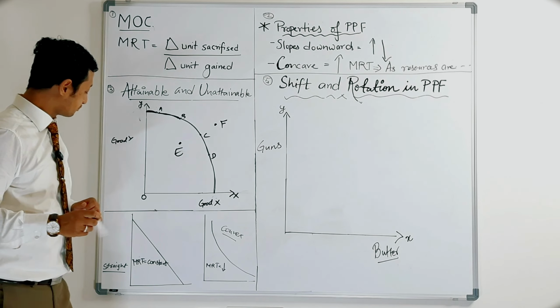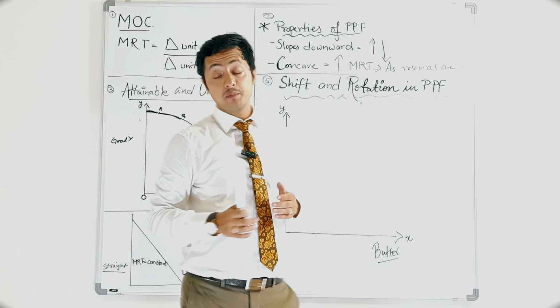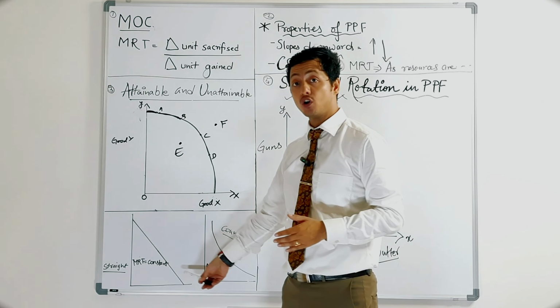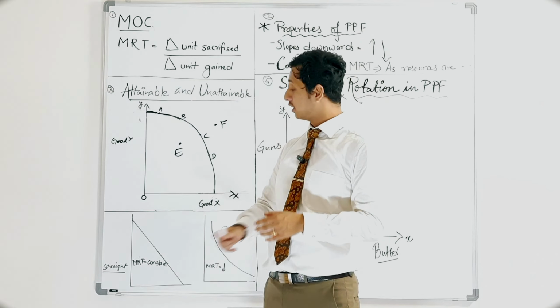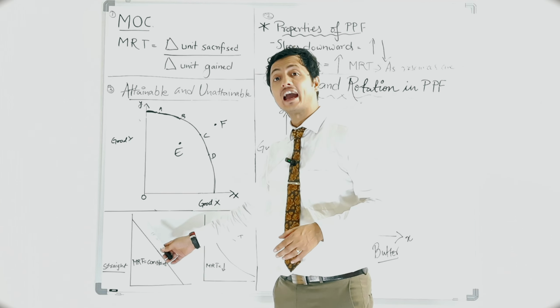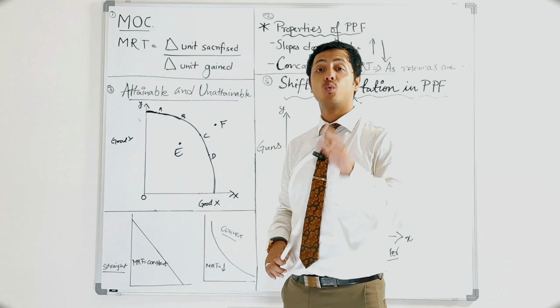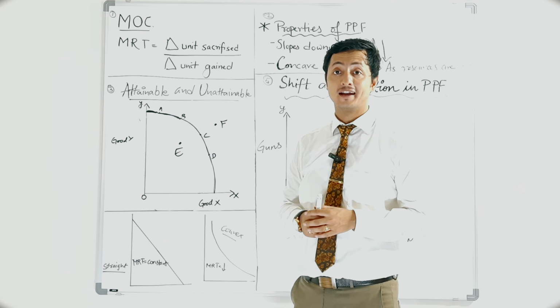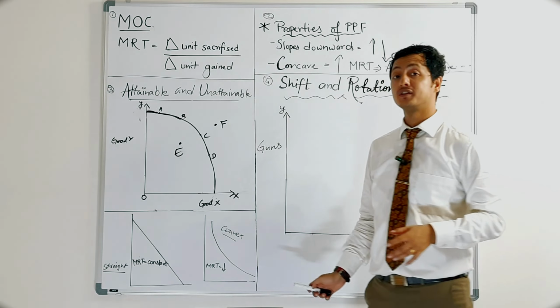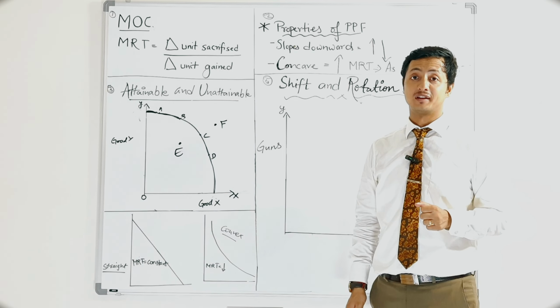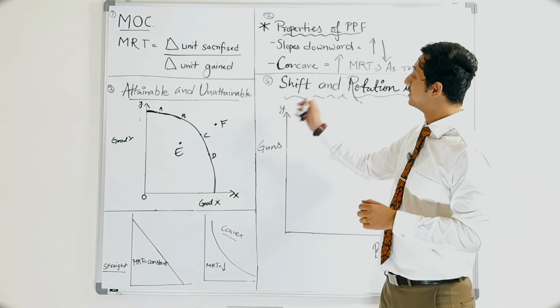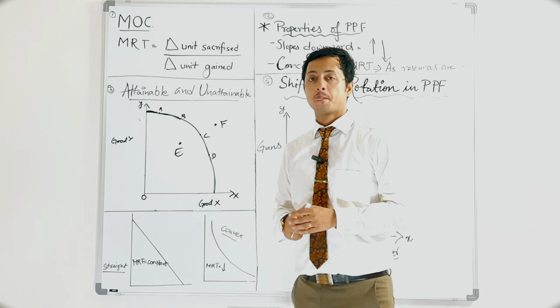Now, the PPF curve can be a straight line when MRT is constant, and it can be convex to the origin when MRT is decreasing, right? But generally it is concave.